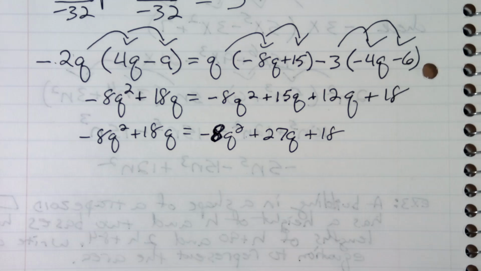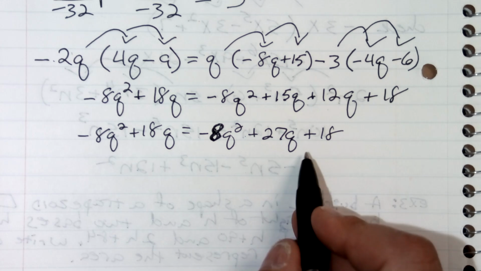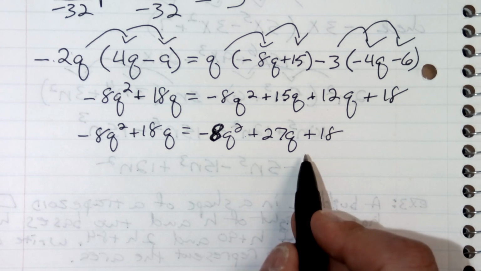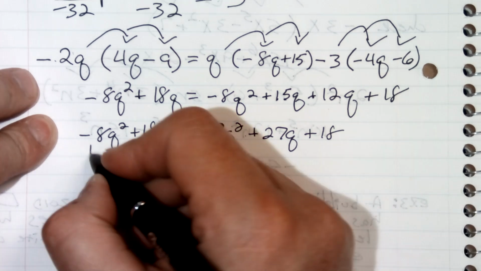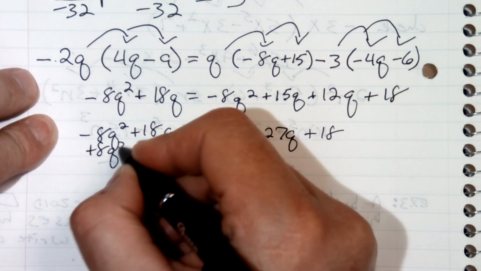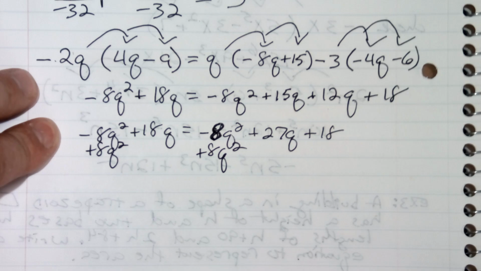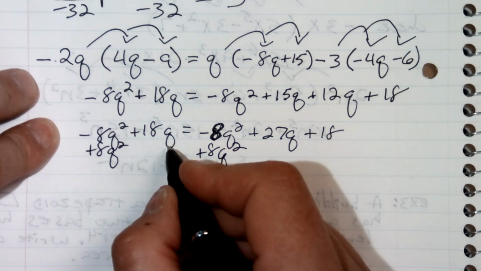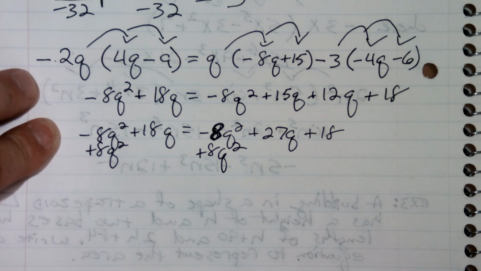Now, if it was me, I would probably bring these two over here. Why? Just simply because there's less. That's all. So how do we get rid of a minus 8q squared? Add, yeah. All right, I like that. And can I get rid of the 18q while we're at it in the same step? No. Why not? Because that would make this equal anything.